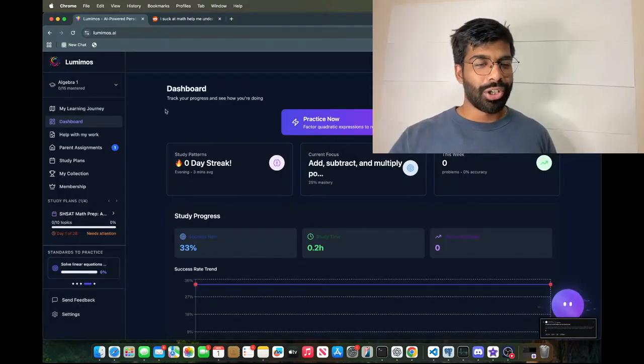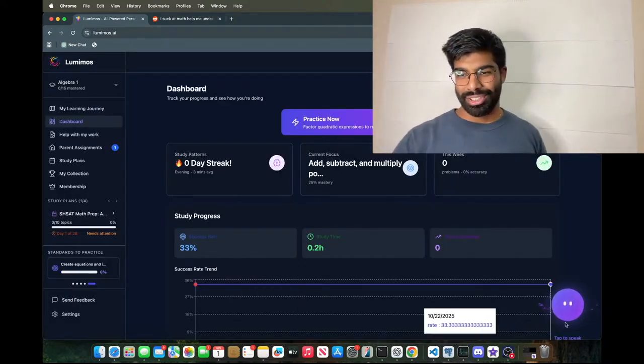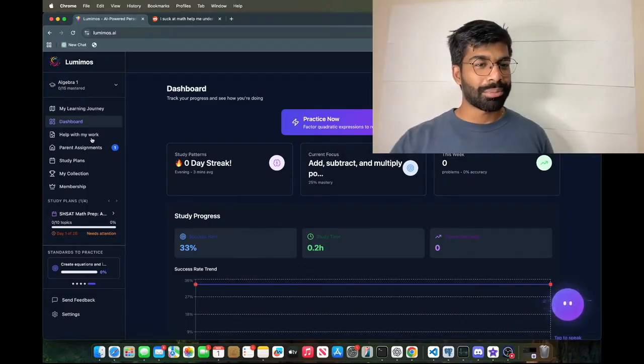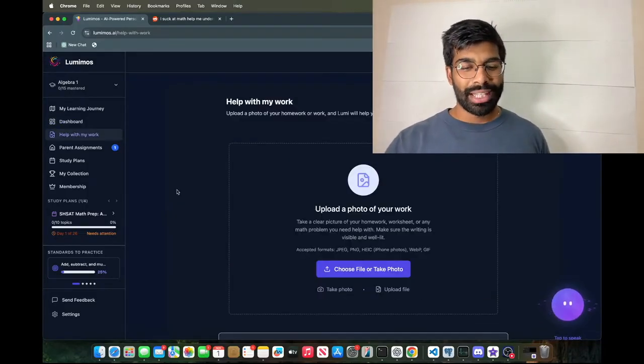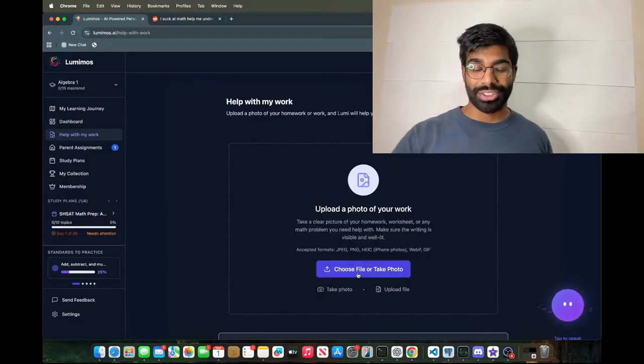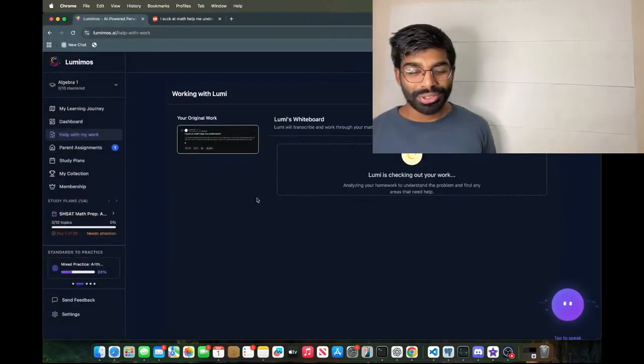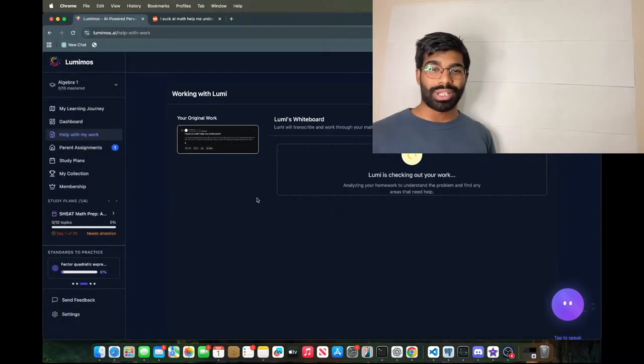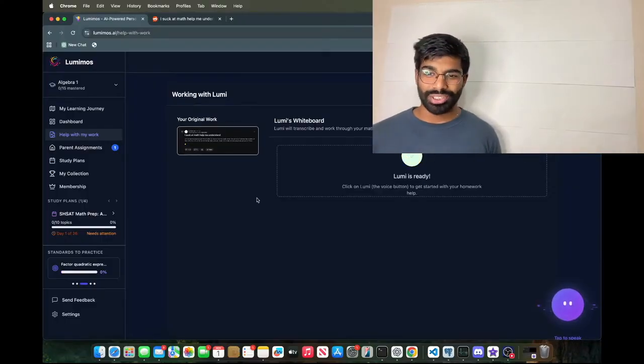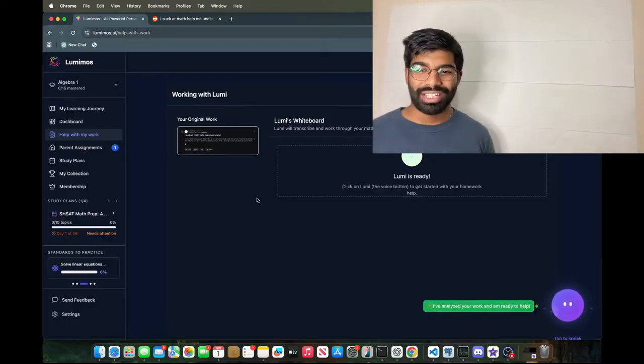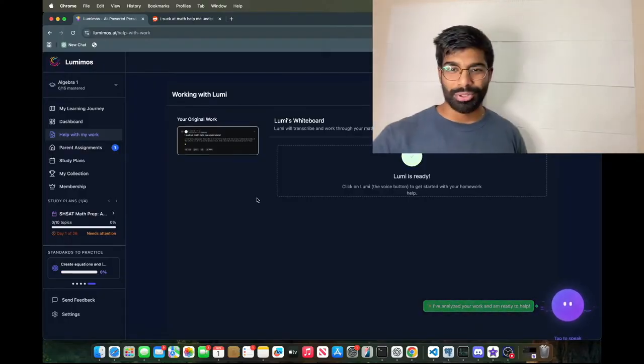And over here, here's Lumi. Lumi is at the bottom right. I can press help with my work and I can upload that photo I just took. So here we go. The way it works is Lumi will start to analyze the image and figure out what's on it and then tell you when it's ready. Looks like Lumi is ready now. Let's see if Lumi can walk me through this problem.